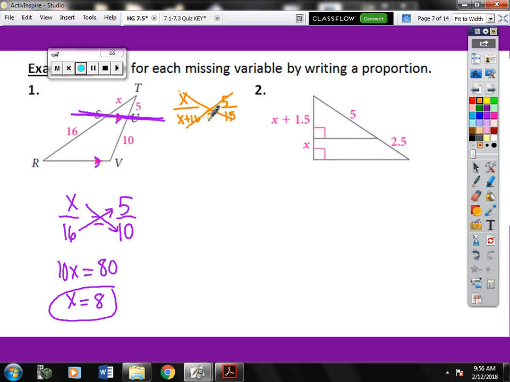See if you guys can try 2. Oh, they don't tell us they're parallel. But they do tell us that both of these are right angles. So what does that mean? Corresponding angles. Good. If corresponding angles are congruent, then lines parallel. So you can use one of those converse theorems to prove they're parallel, and then you can use your side splitter theorem.